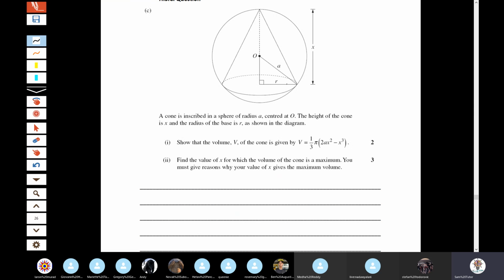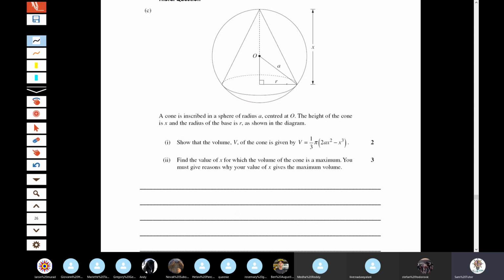See how I stopped? I stopped because I understood everything except at that point. And the radius of the base R is shown on the diagram. And then the question is going to show, it doesn't even give you time to do anything else. It says show V is this. I can't do part i, so therefore I just jump straight away and do part ii.